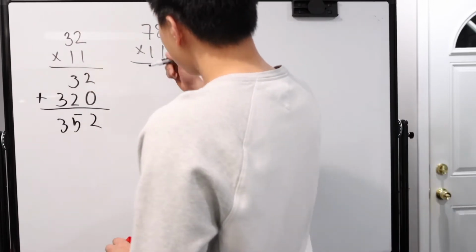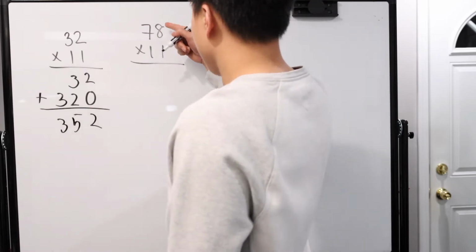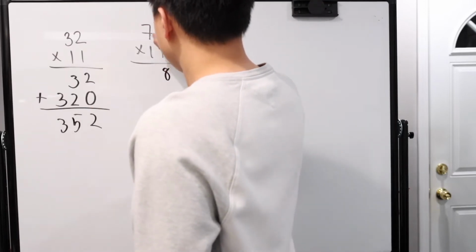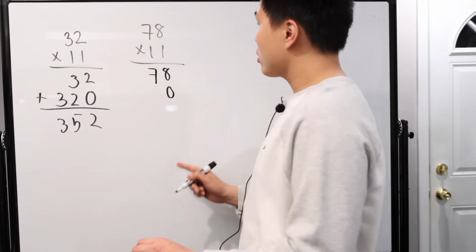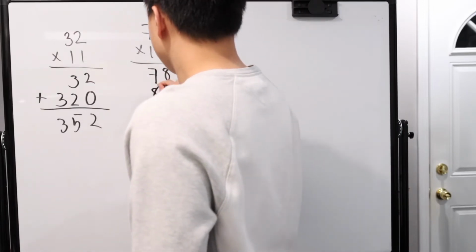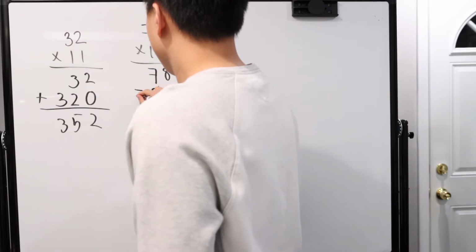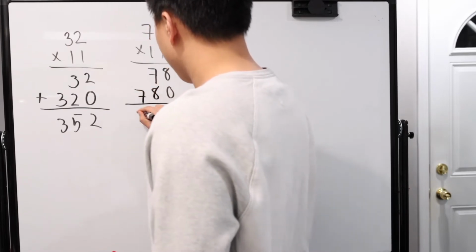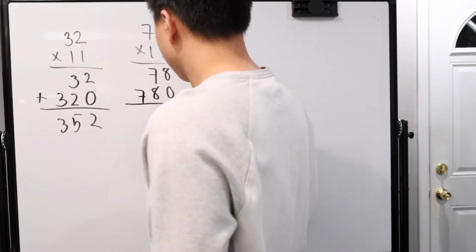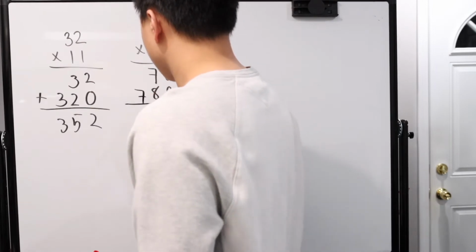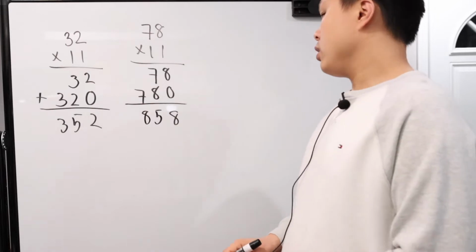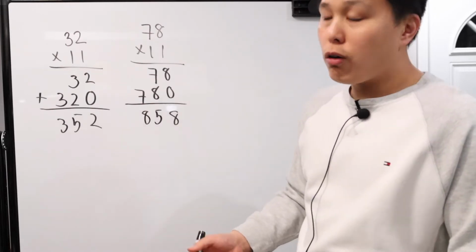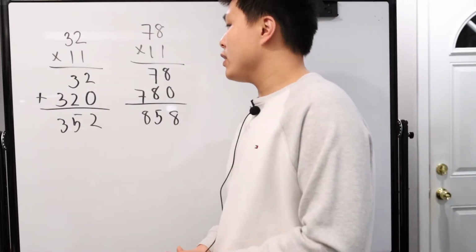Now, for this one, same process. 8 times 1 is 8, 7 times 1 is 7. Put the 0 as a placeholder. Then you do 8 times 1 is 8 again, and 7 times 1 is 7, and then you add them together. And what do you get? You get 8, this one is 15, so it's 5, 1 right there. That's going to be 8, 8, 5, 8. Okay, cool. So, that's how you would solve a multiplication of 11 normally.